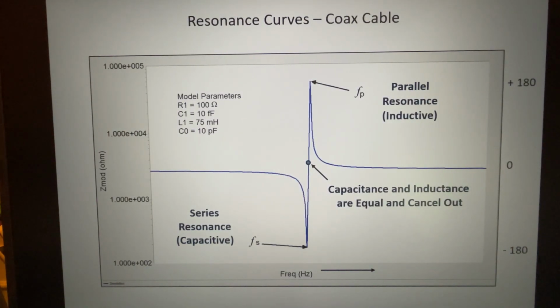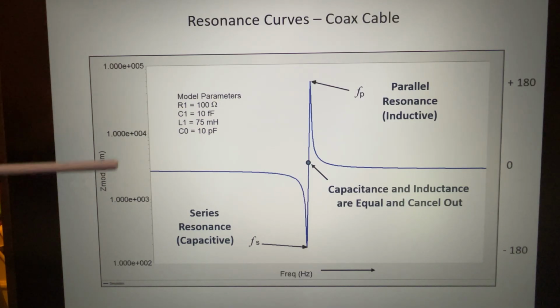This curve illustrates the same thing. This is just basically for a length of coax and what happens at a quarter wave. And we're going to actually look at some lengths of coax and measure them on the NanoVNA. And you'll see this curve as we go through that exercise.